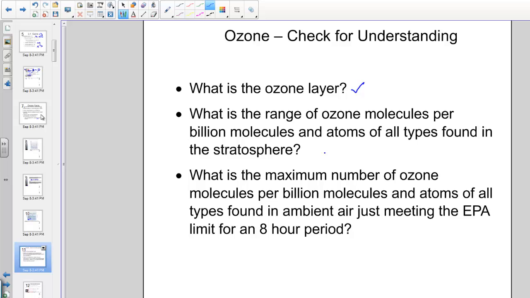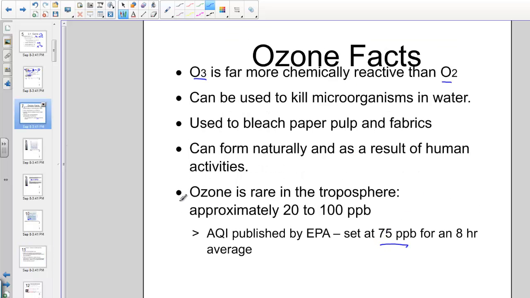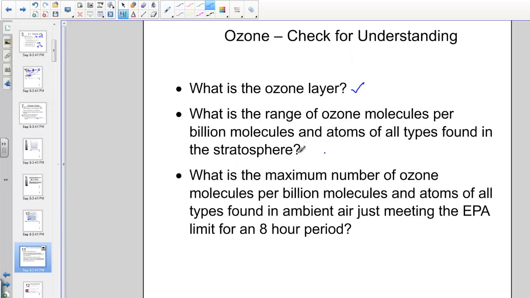These were in previous slides talking about the air quality index. So those two last bullets come from this reflection. The air quality index set it at 75 parts per billion over an 8-hour period, and in the troposphere, ozone is contributing approximately 20 to 100 parts per billion of the overall number of molecules in the atmosphere. So with that particular slide, we're just reflecting on those numbers set out by the AQI, Air Quality Index, which is published by the EPA. That's the Environmental Protection Agency.